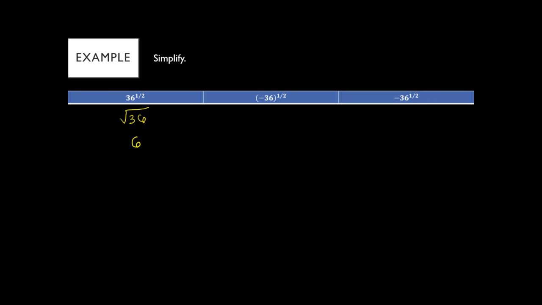The negative 36 to the 1/2 power. So here it's easier to put it in square root form, and you can think, okay, I'm taking the square root of a negative number, which is going to give us a complex number. And so we've done complex numbers, right?